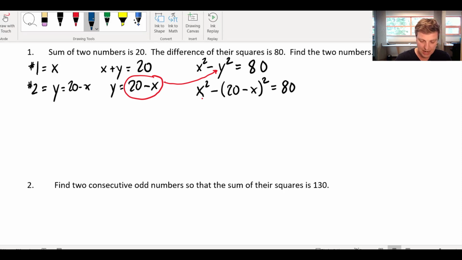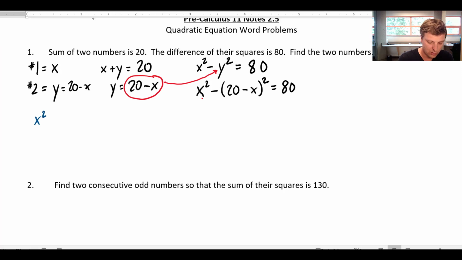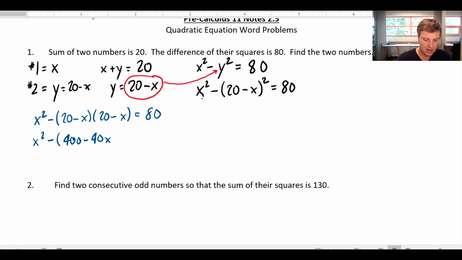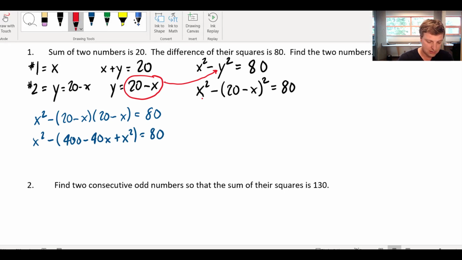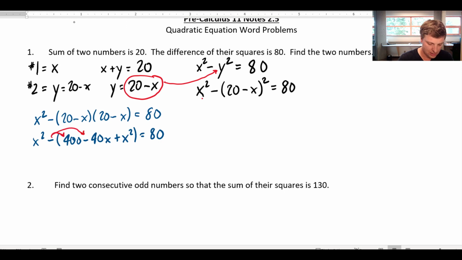I'm going to just expand this out and collect. So I've got x squared minus 20 minus x times 20 minus x equals 80. And then now let's expand out. So x squared minus 400, and then I'm going to get minus 20x minus another 20x, which is minus 40x, and then plus x squared equals 80. But then don't forget that this negative sign gets distributed across the entire bracket. So everything here becomes negative.